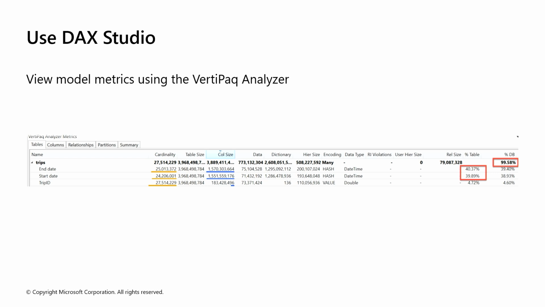Viewing metrics in DAX Studio helps you immediately find and fix problems. For example, notice that the model in the image contains a table that's consuming 99.6% of the database memory. By drilling into the table, you can see that two columns, end date and start date, are gobbling up most of the memory. You can then fix that issue, refresh the metrics, and immediately see the effects of the changes on the model.